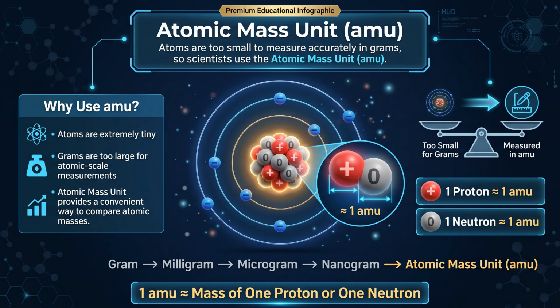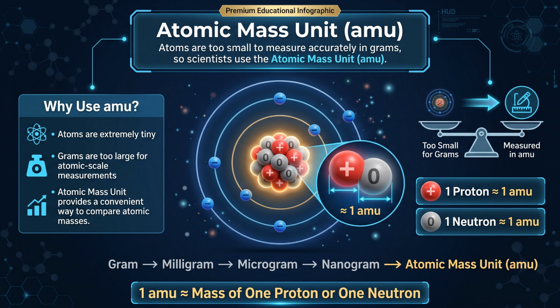The modern definition of the atomic mass unit is based on the carbon-12 atom. Scientists defined one atomic mass unit as exactly 1/12 of the mass of a carbon-12 atom. Carbon-12 was chosen because it is a stable and abundant isotope of carbon that serves as an excellent international standard. This definition allows scientists all over the world to measure atomic masses consistently and accurately. Although this definition may sound technical, there is a much simpler way to understand it.